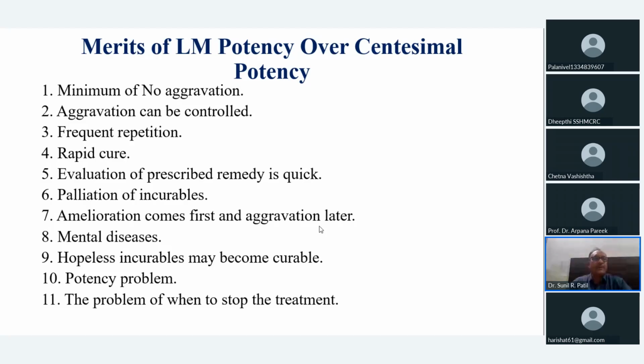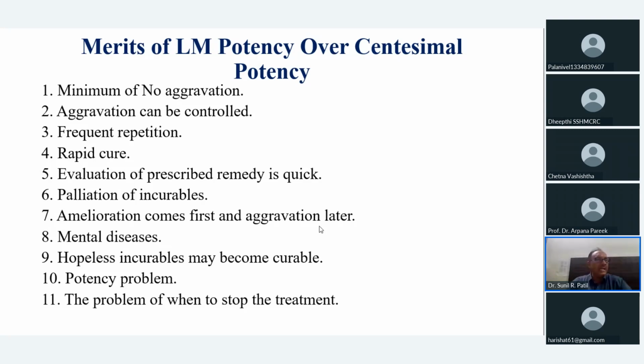The third point is frequent repetition. Frequent repetition of medicine is possible in this new method of dynamization, the LM potency, which was not conceivable under the centesimal scale of medicine. Thus, this frequent repetition is promising in both acute and chronic cases.